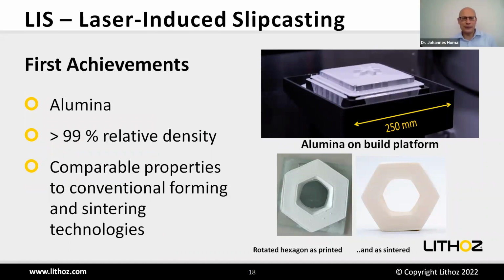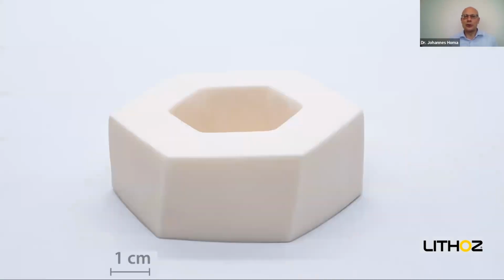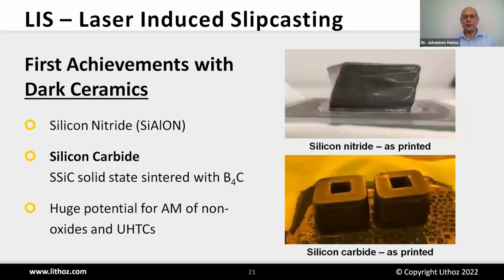Here you see some achievements. We have alumina, let's say the most common material. We're achieving normal densities, above 99% relative density, with material properties comparable to conventional forming technologies. And from the part size, you see these are bigger parts than we are used to from LCM, and more importantly, they have much thicker walls. Those things are not possible with the lithography-based technologies.